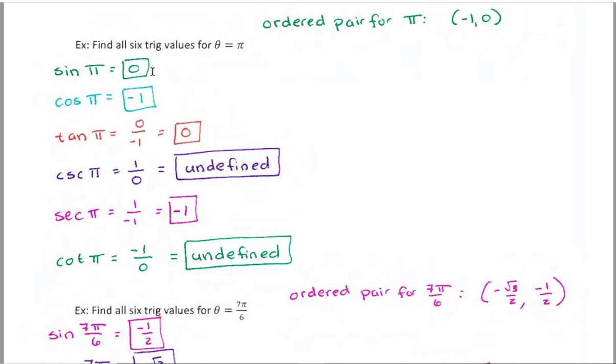Cosecant is the reciprocal of the sine, 1 over 0, which is undefined. Secant is the reciprocal of the cosine, 1 over -1, which is -1. And the cotangent is the reciprocal of the tangent, so instead of 0 over -1, that gives us -1 over 0, which again is undefined.